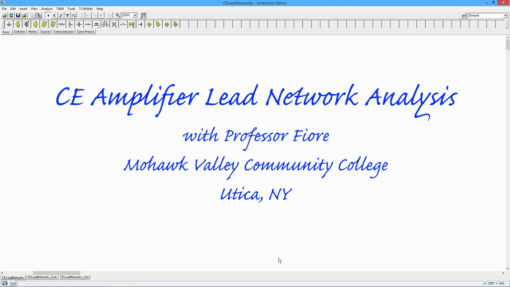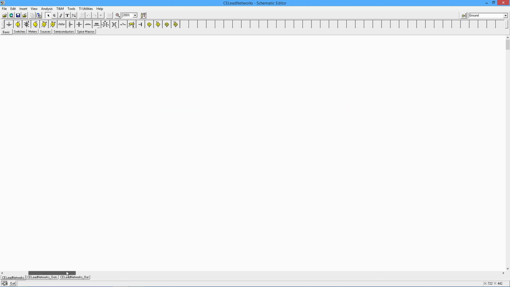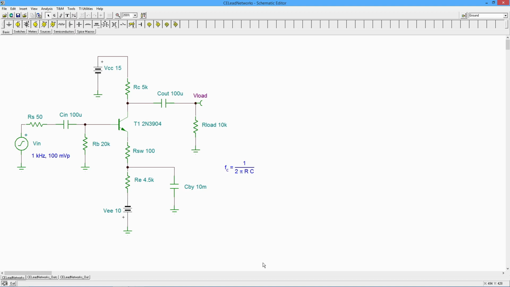In today's video, we are going to take a look at the low frequency performance of a common emitter amplifier. So let's pop up our little schematic here. And what we have is a fairly straightforward dual supply little BJT amplifier over here. We have a modest bit of swamping, a 100 ohm resistor. So I've got as an input a little sine wave, 100 millivolts peak. It's going to drive the base, and of course we expect to see an appropriate output signal.